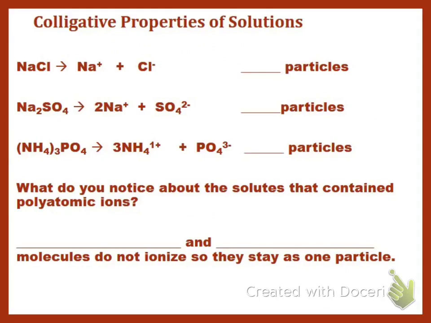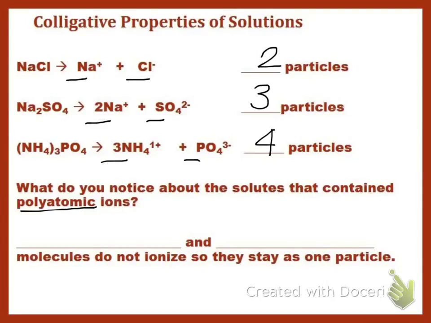Okay, so let's talk about how we determine the number of particles, because that's going to be important for the calculations in colligative properties. If it's an ionic compound, remember when we dissolve ionic compounds in water, they break apart. So this is going to have 1 plus 1 is 2 particles. When sodium sulfate breaks apart, 2 plus 1 is 3 particles. 3 plus 1 is 4 particles for ammonium phosphate. That's all we're doing is adding up how many particles. So we do include the coefficients.